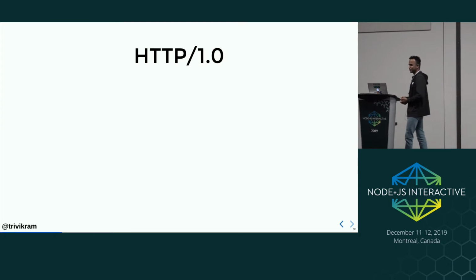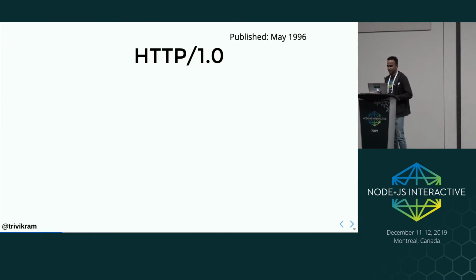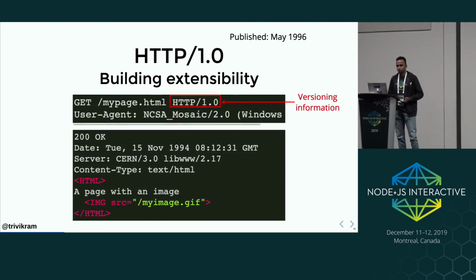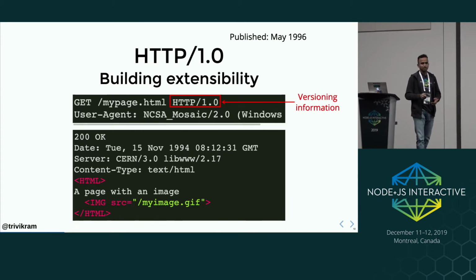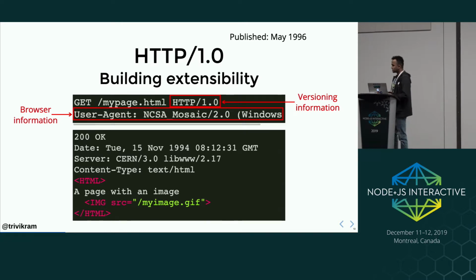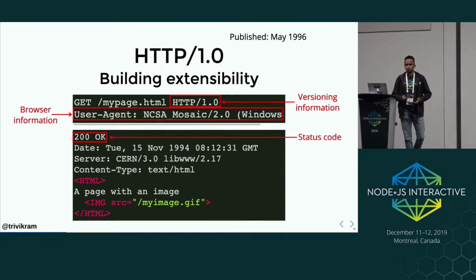So HTTP 1.0 got introduced in May 1996. And it built extensibility. Let us see what it did. Okay, this is how you send requests, this is the response you get. So now you can send version information because now there is more than one HTTP protocol. You also send browser information because there are multiple browsers. And then you send a status code because not all requests are successful. Sometimes there are redirect requests, sometimes there is a client error, sometimes a server error.